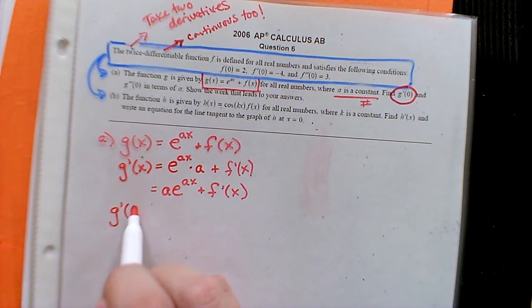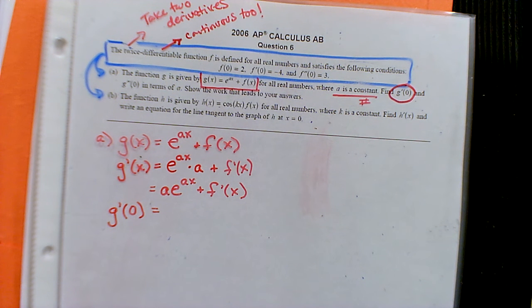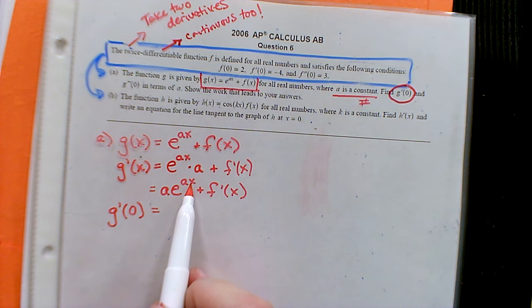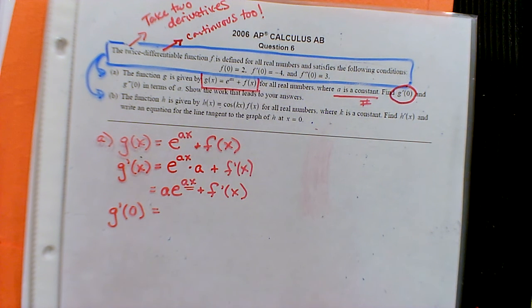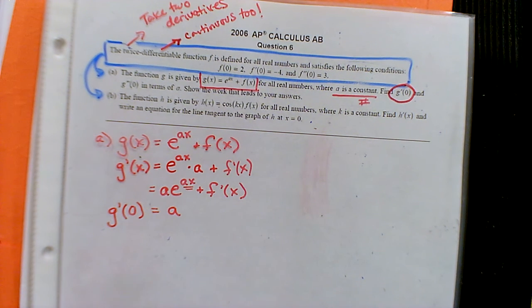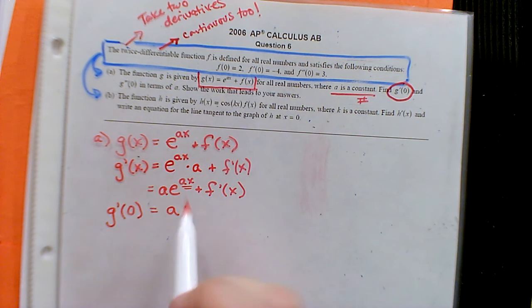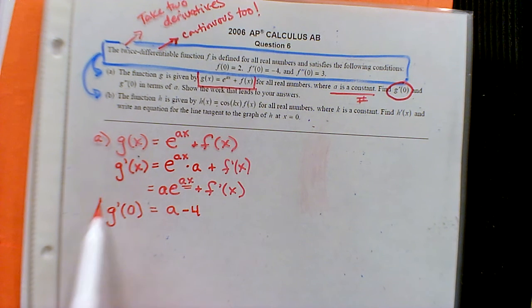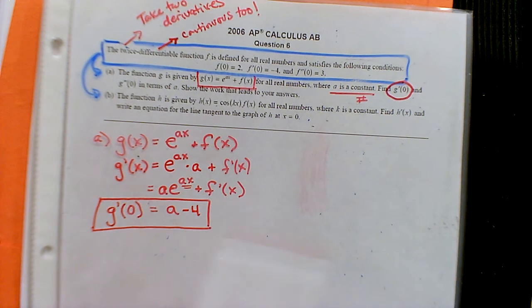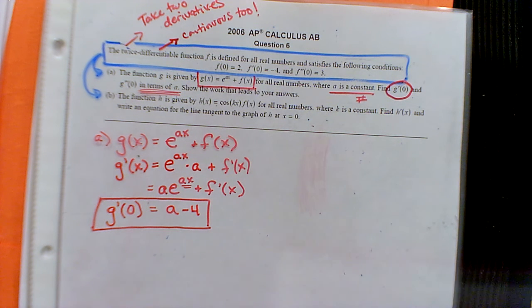Let's think about what we would get if we were to plug in 0. If we plug in 0 for the first x, what's e to the 0 power? 1. Good. So we're left with a times 1, which is just a. And if we were to plug in 0 into f prime, do we know what that would be? -4. Notice how that comes from the directions at the top. So it looks like the value of g prime of 0 is a minus 4. Okay, they told you in terms of a, so you're going to have an a value left. That's okay that it's still there.